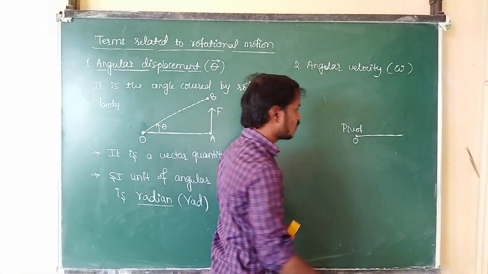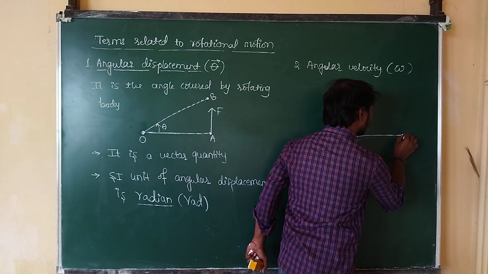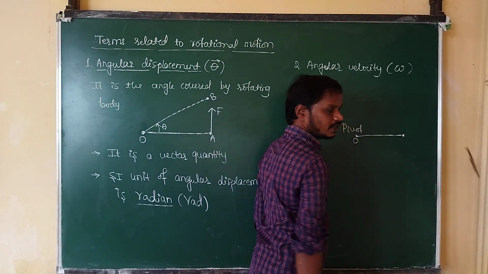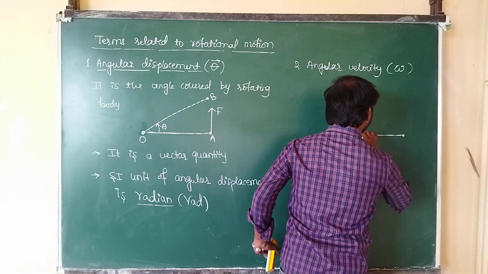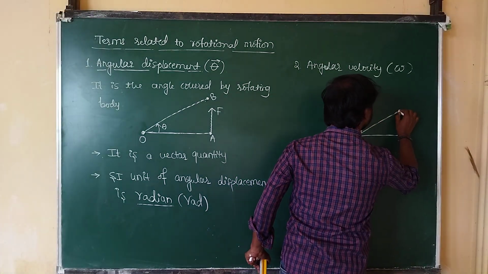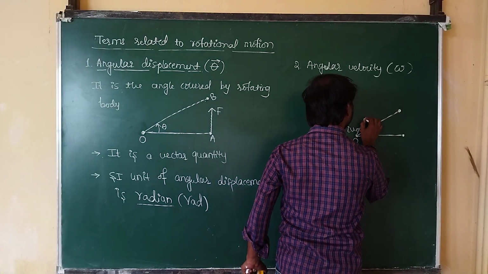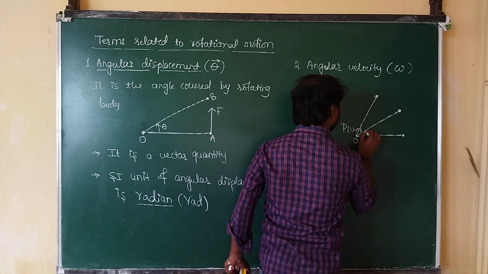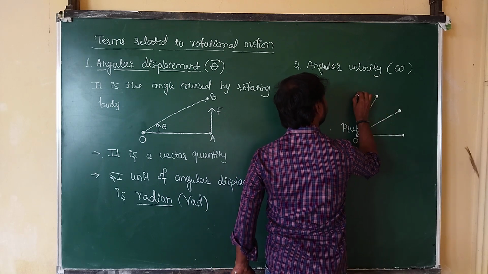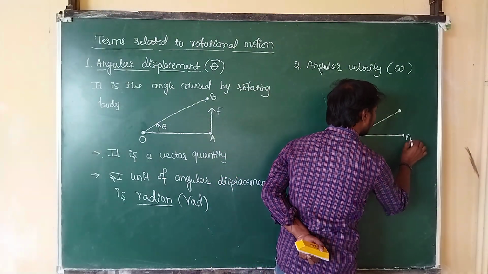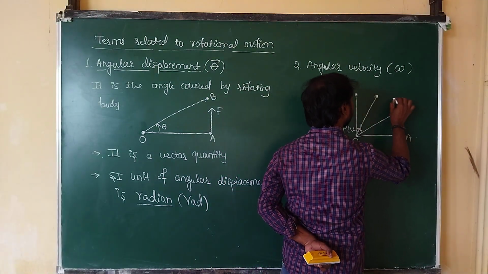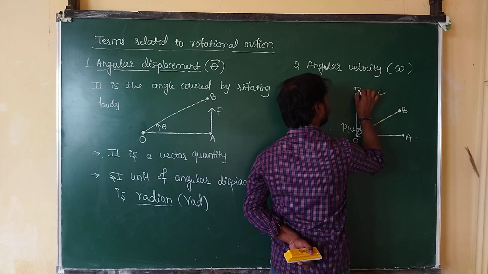Okay, and this is a pre end. Now, as the force is applied to the pre end, the body starts to rotate. Then the change in angular displacement of the rotating body with respect to time is called angular velocity. So I will take this as position A, this is position B, position C, position D.